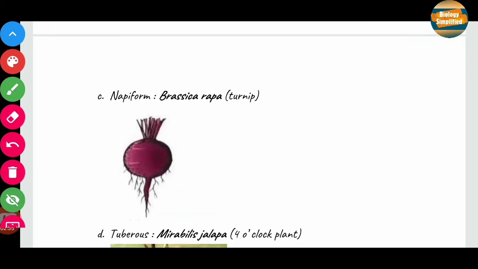Next is the napiform. This is the modification in which the front surface is broad and the tip is tapering. Here we can see the example is turnip. Here we can see its structure. It is broad from this region and it becomes tapering at the tip region. So this form is known as napiform. Example is Brassica rapa, or turnip.